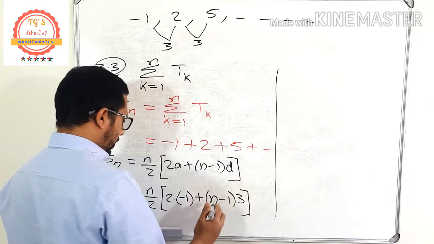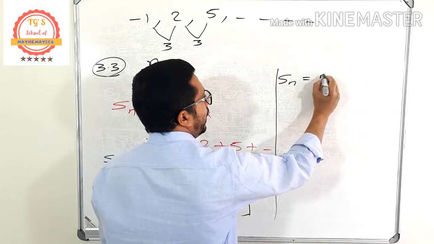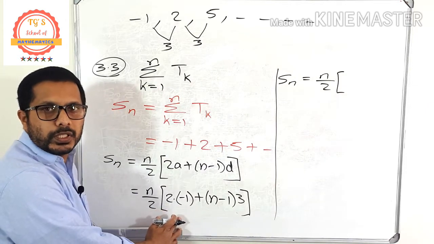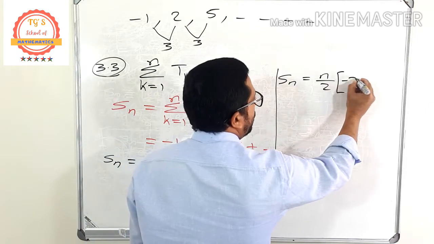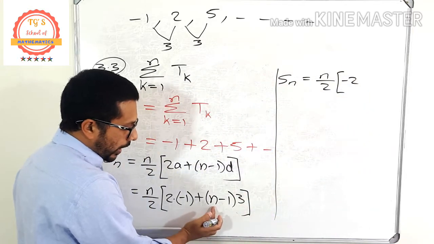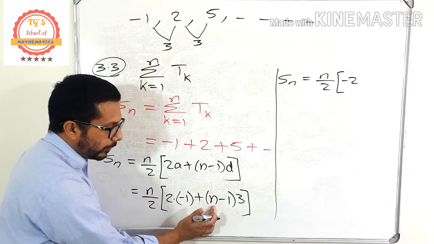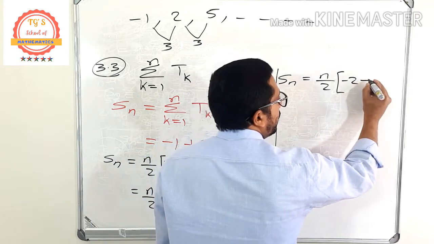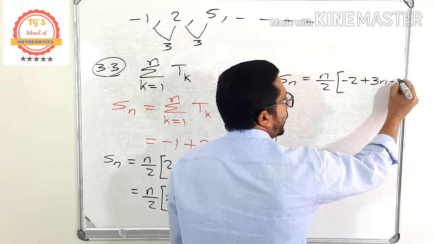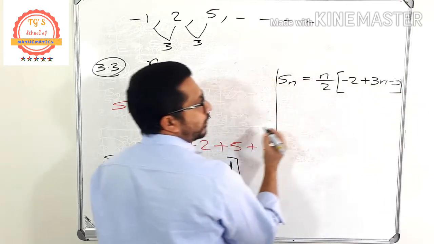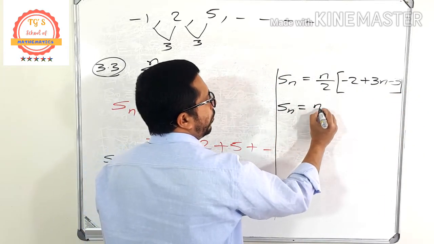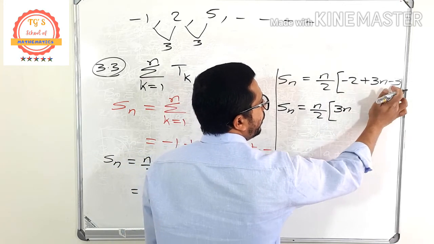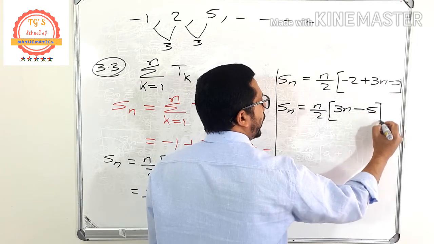Now how can we write this? Sn is equal to n over 2 into 2 into -1, which means -2. Then expand this one. 3 times n is 3n, and 3 times -1 is -3. So what is Sn now? n over 2 into, let's write this 3n first, 3n minus 2 minus 3, that is minus 5.